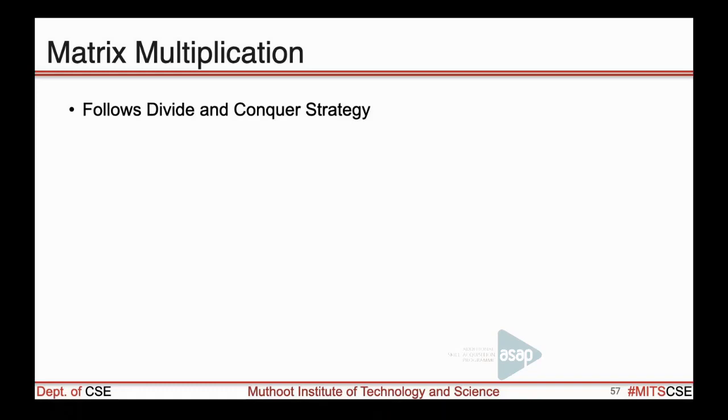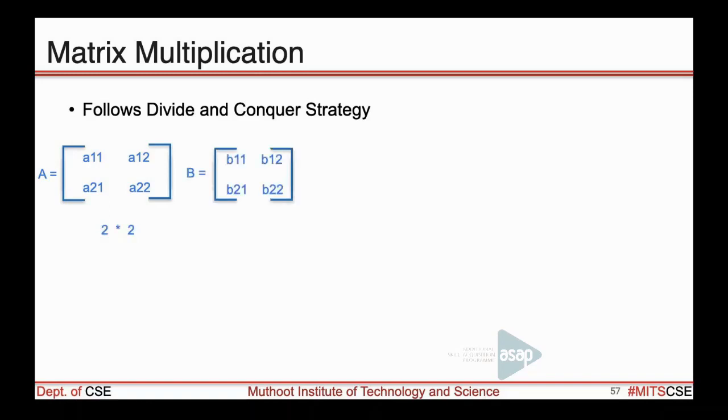We can check out one more example, that is the matrix multiplication. It also follows the divide and conquer strategy. Consider I am having an array A which is having the elements A11, A12, A21 and A22 of the order 2 by 2, and B matrix B11, B12, B21 and B22 with the order 2 by 2.